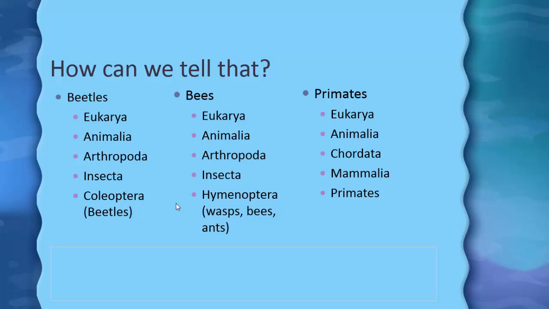So if we start working out the scientific names of each of these areas, you can see that the domain is the same all the way across. And they even all fall underneath the same kingdom. But at the next level, so the phylum, you can see that the beetles and the bees are the same, but here's where they differ from the primates. And if we keep going with the beetles and bees, we can see that they're both part of the same class, but they differ on the order.